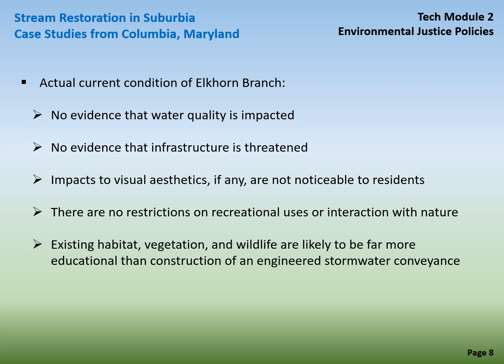But if this has impacted visual aesthetics, it's not noticeable to anybody who lives here. It looks like a stream flowing through the woods, as we'll see. And there are literally no restrictions on recreational uses, human contact with the water, interaction with nature. There's plenty of habitat and vegetation and wildlife in there, and that is far more likely to be educational for the community than removing all of that and instead putting in an engineered stormwater conveyance.